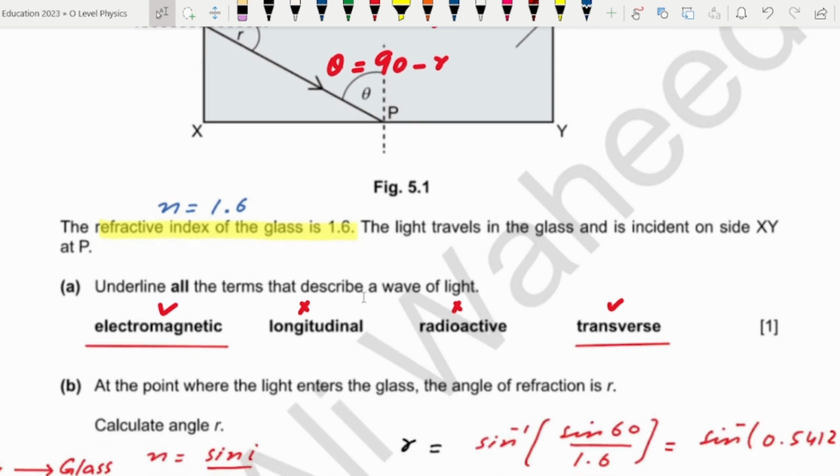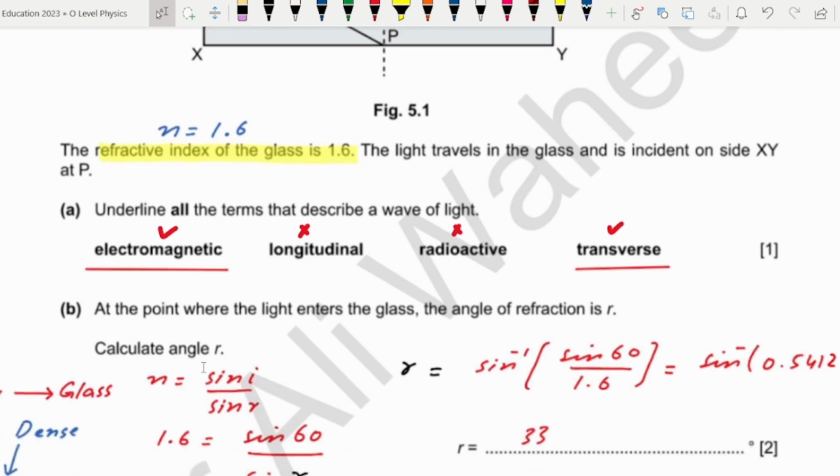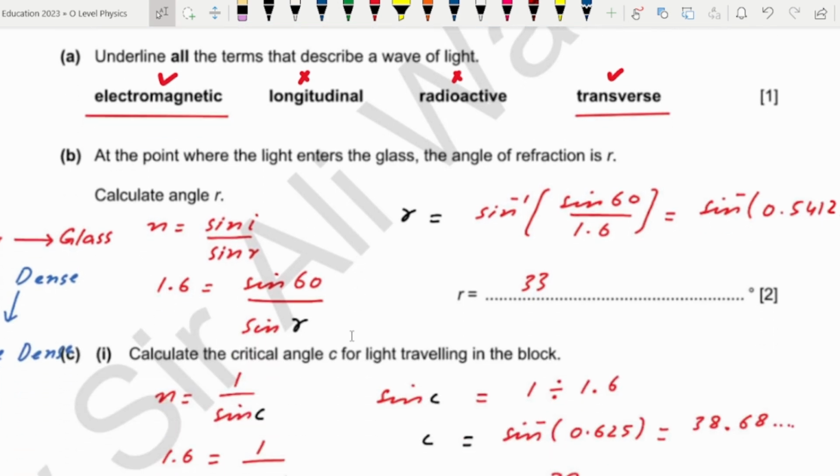The light wave is part of the electromagnetic spectrum. So electromagnetic spectrum, check. It is a transverse wave. All the electromagnetic waves are transverse waves, so the last one, check. At the point P where the light enters the glass, find the angle of refraction. Whenever a ray of light enters from a less dense medium to a dense medium, we use the formula n equals sine i over sine r. This can be used to find refractive index, angle of incidence, or angle of refraction. Matter of fact, out of three things, if two are given, you can always find the third one.